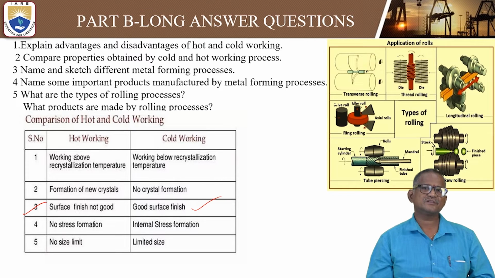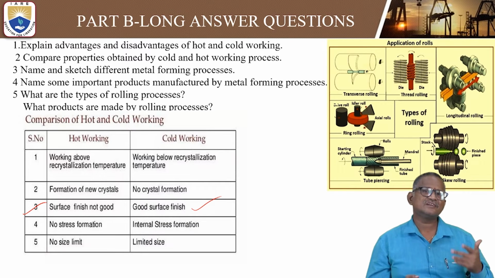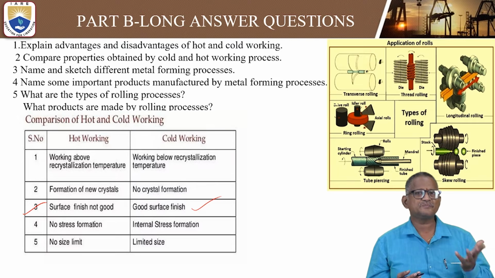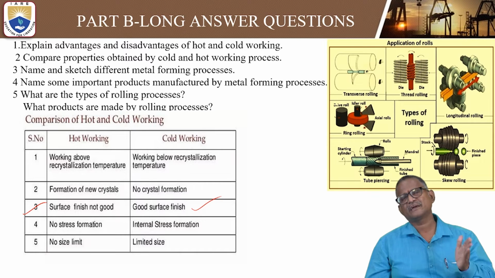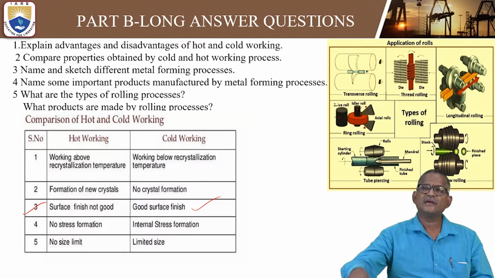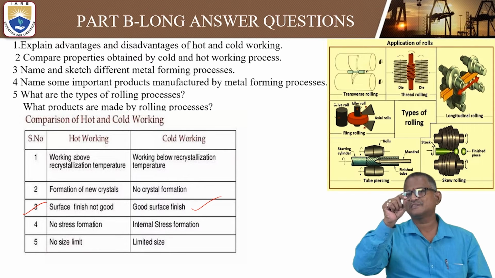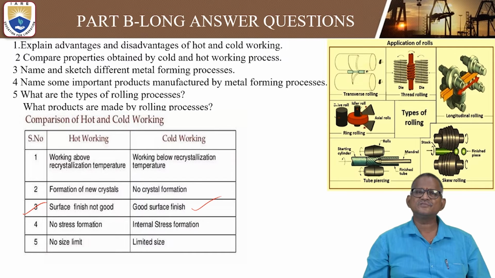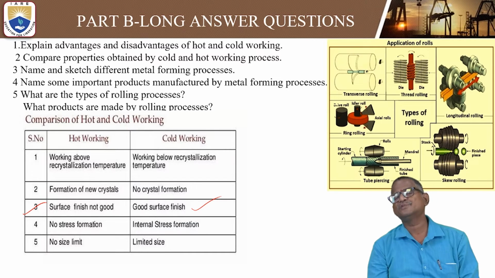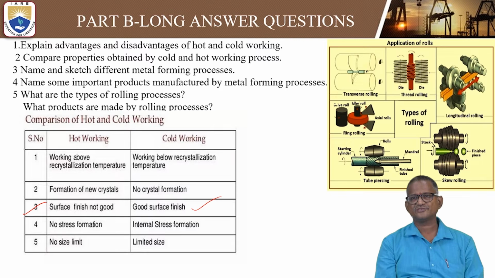Similarly, you can see how to compare the properties obtained by the cold and hot working processes: the mechanical properties, electrical properties, and magnetic properties. In hot working, a property may increase, while in cold working in some cases it decreases. You can explain that, and you can also make a simple graphical representation.